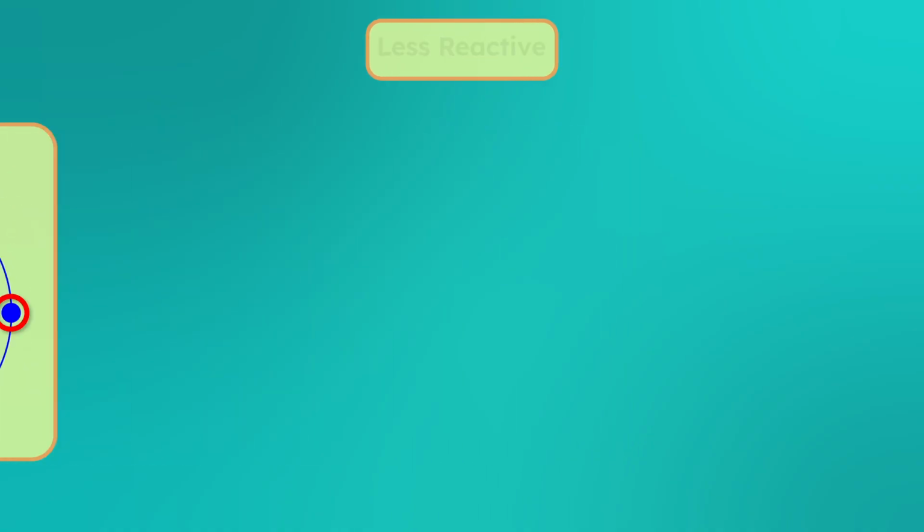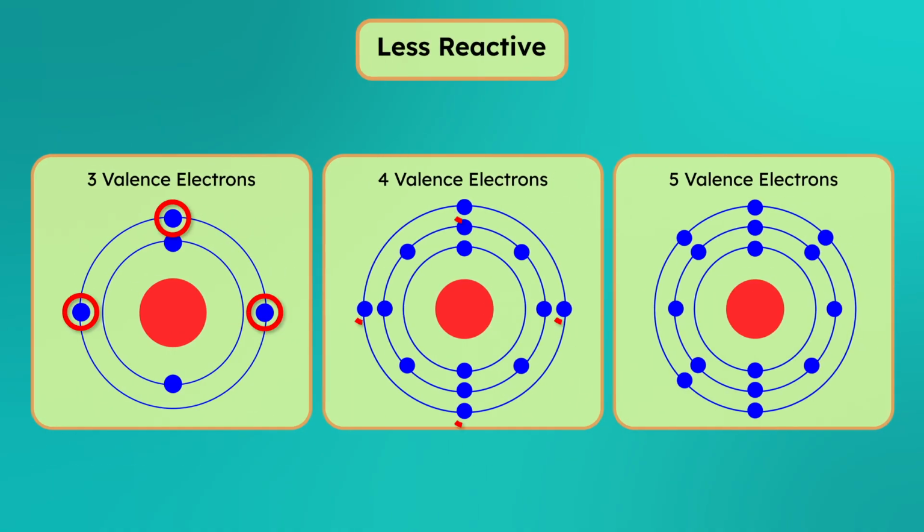full. But what about elements with 3, 4, or 5 valence electrons? They're less reactive because they don't give or take electrons as easily. Instead, they tend to interact differently, which we'll explore in a future lesson. Reactivity isn't the same for every element. Some react easily, some not as easily, and some not at all if their valence shell is full.